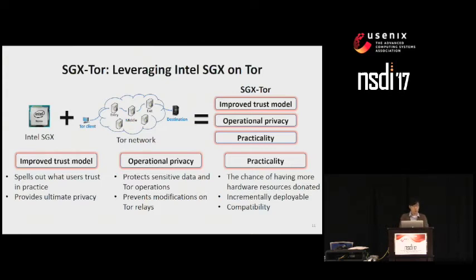As an advanced trust model, SGX-Tor explicitly spells out what users trust in practice instead of placing implicit trust on Tor relays, and provides ultimate privacy due to the mix-in model. Also, it protects sensitive information and denies modification on Tor relays. SGX-Tor increases the chance of having more hardware resources donated since it uses commodity TEE technology. We make SGX-Tor compatible with vanilla Tor and incrementally deployable.